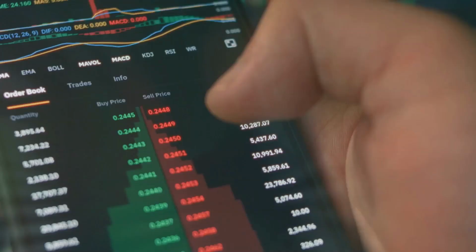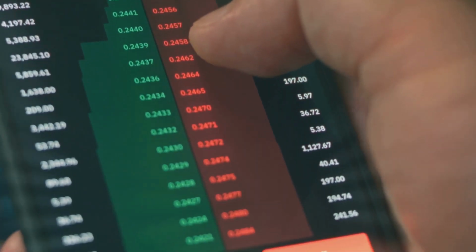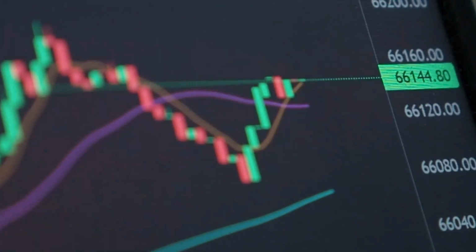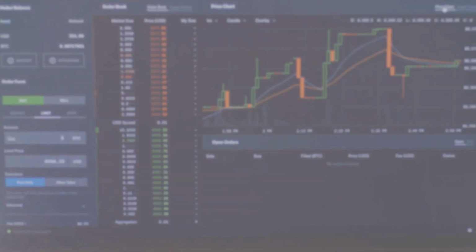Ready to unlock some secrets? First up, stochastics. It's all about spotting momentum shifts. Look for crosses above 20 or below 80. Those are your entry and exit signals.